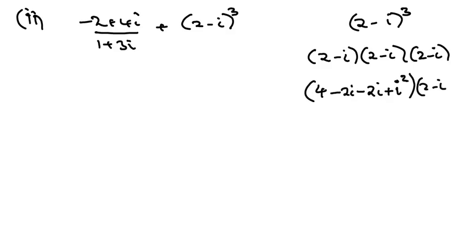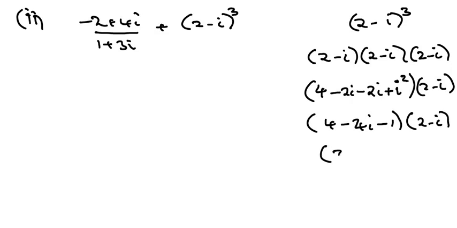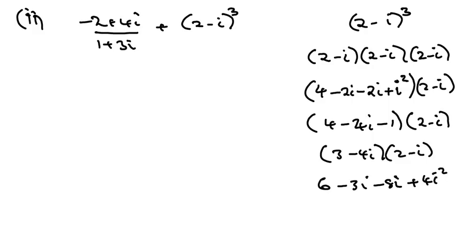Then we have a 2 minus i. Remember that i squared is equal to negative 1 under complex numbers. So we're going to have 4 minus 4i, then minus 1. We have 2 minus i. This will be the same as 3 minus 4i, multiplying 2 minus i. Then this will be 6 minus 3i minus 8i plus 4i squared. This will just be 2 minus 11i. Remember that i squared is negative 1, so that's where we're replacing. This is going to be negative 4, so 6 minus 4, that's where the 2 is coming from.